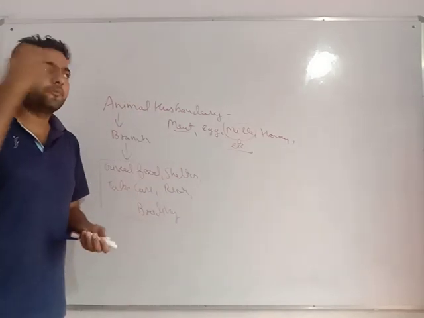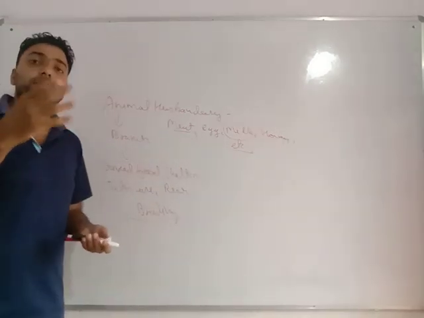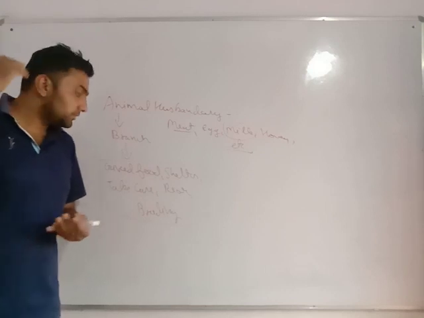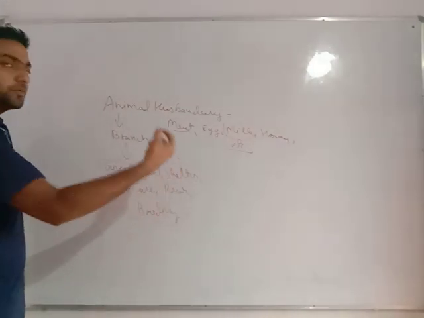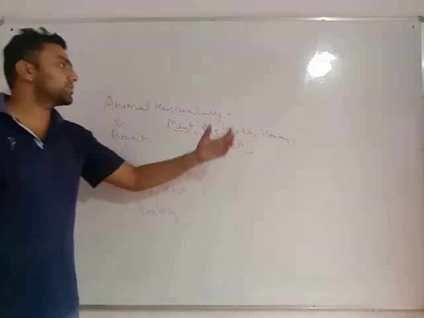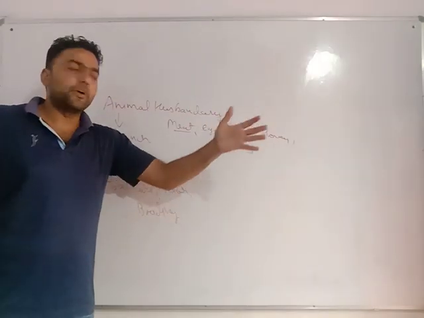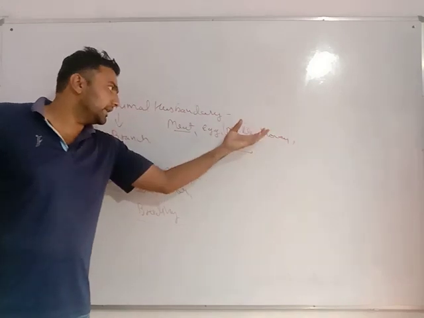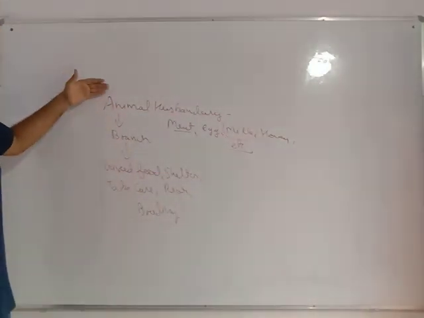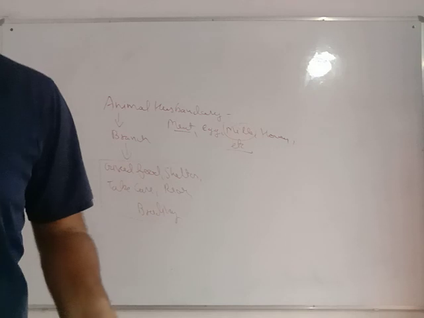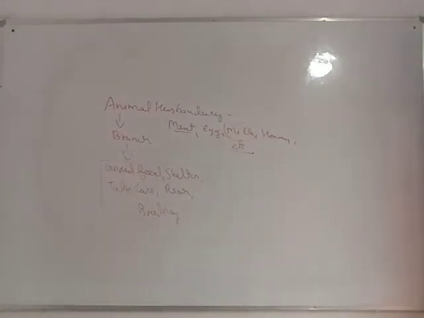Nowadays many farmers are doing pisciculture. That means they are taking care of and giving shelter to fish. Many are also taking care of honey bees and keeping honeycombs and honey boxes in their fields and getting honey. And this is a very important part of our food. So our chapter is over.